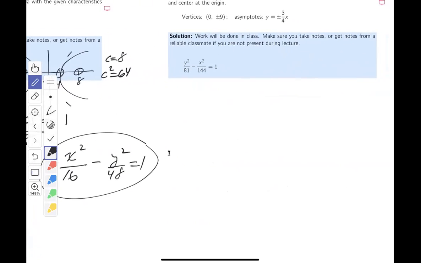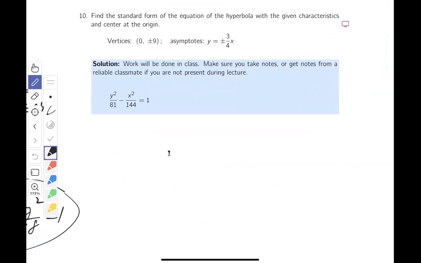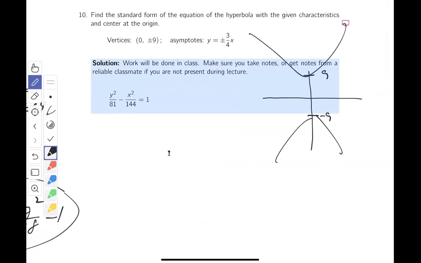All right, let's do the next one, number 10, a little more complicated, but I still want to draw a picture of it. It doesn't have to be a great picture, but enough to say that you know what you're looking at. I'll put this one over here. Vertices plus or minus 9. It's along the y, so it has to open up like this over here. And they gave the asymptotes. And the asymptotes, wow, that's easy.